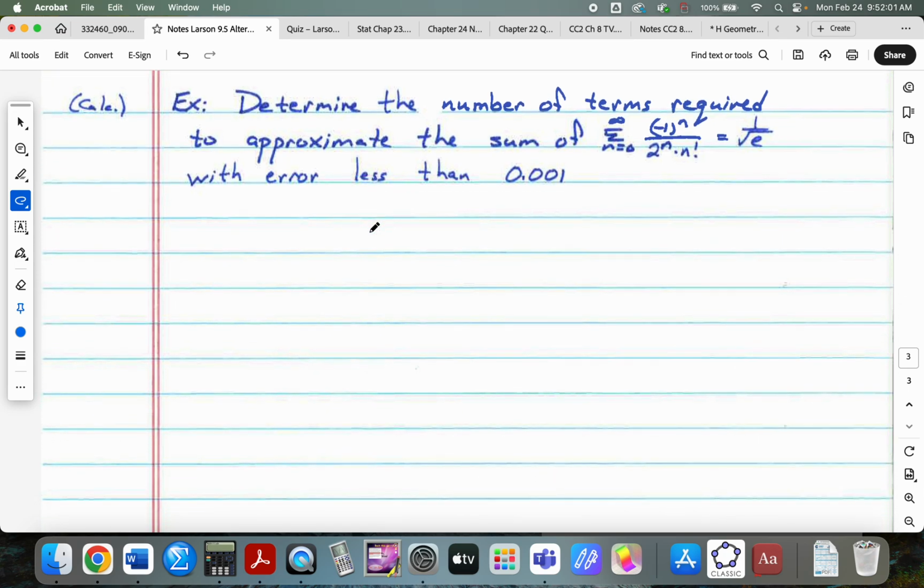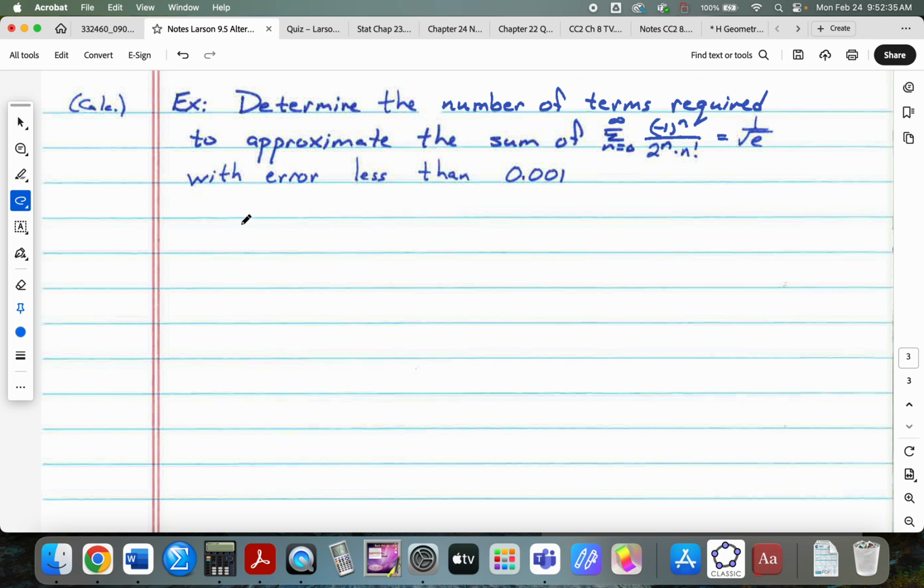All right, one other one. Determine the number of terms required to approximate the sum of the summation as n goes from 0 to infinity of negative 1 to the nth over 2 to the nth times n factorial, which is equal to 1 over the square root of e. And we want to have an error less than 0.001.